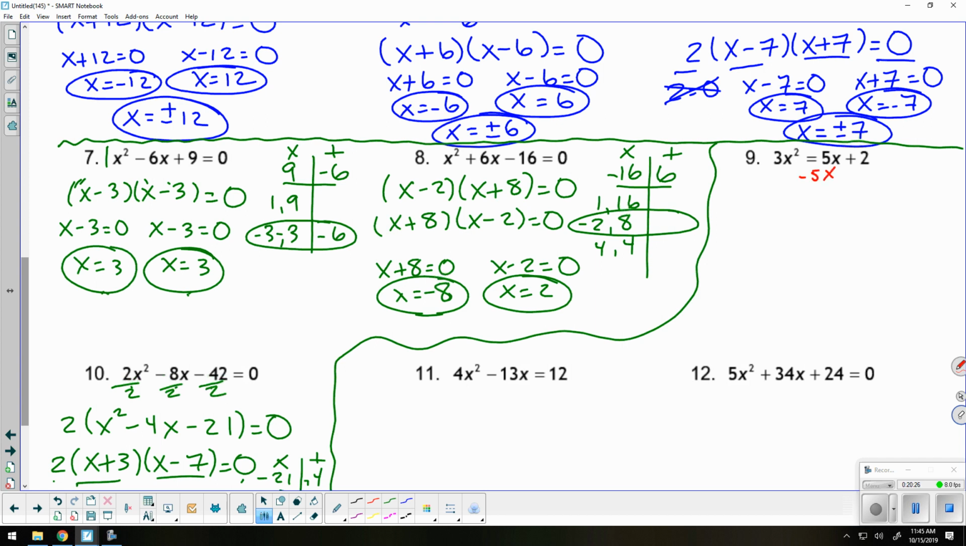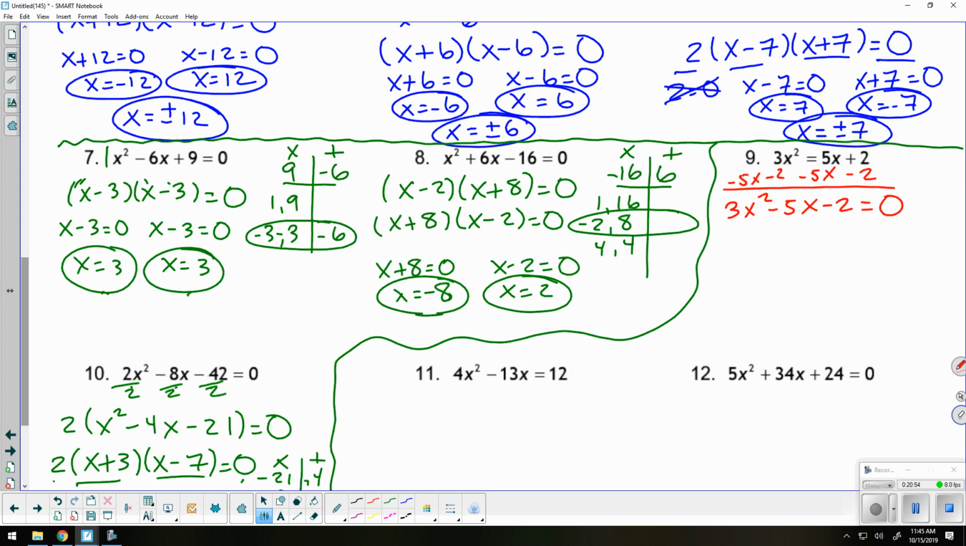So I'm going to subtract the 5x and subtract the 2 over to this side. I like to do that instead of subtracting 3x squared because I like to have a positive a value, just personally. I think it's easier to factor with. If I move everything over to the left-hand side, we get 3x squared minus 5x minus 2. If you subtract 3x squared to the other side, it still comes out the same in the end, the same answers, but I just think it's easier to factor with a positive a.